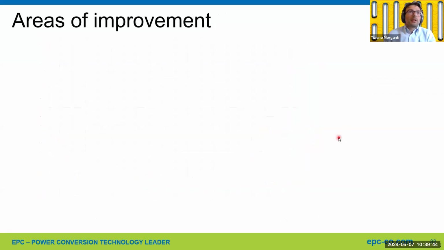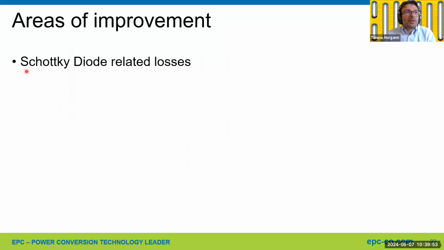Okay, so there are areas of improvement, but let's say that we got a pretty good starting point. So we have to investigate what is the effect of the Schottky diode, if they are actually adding losses to the switching behavior. So we have to investigate what happens without the Schottky diodes. We also have to investigate the dead time related losses.